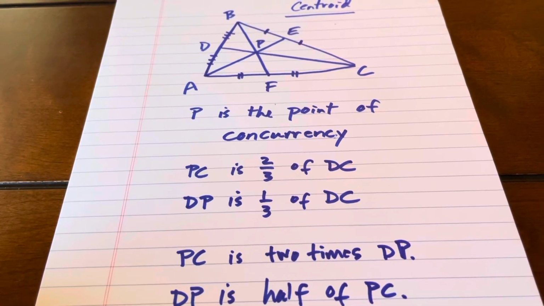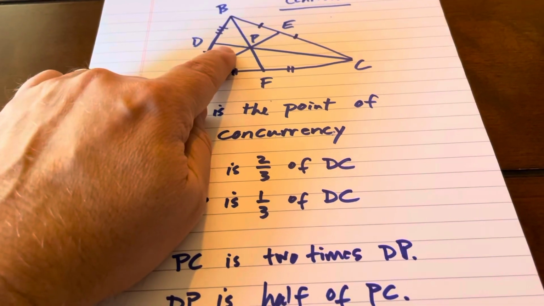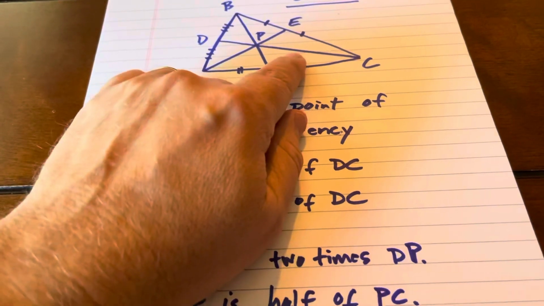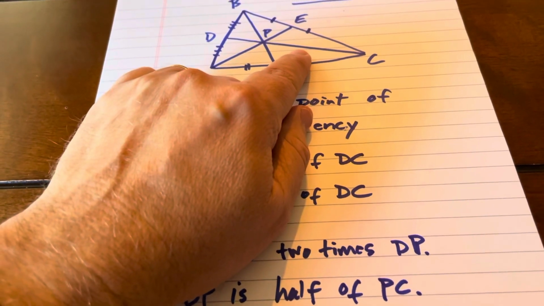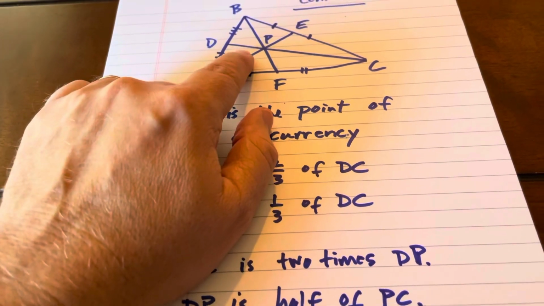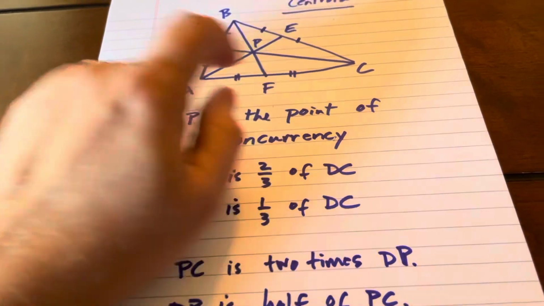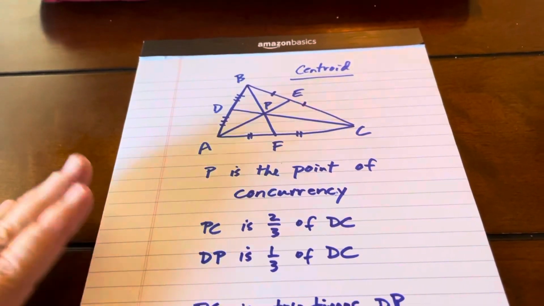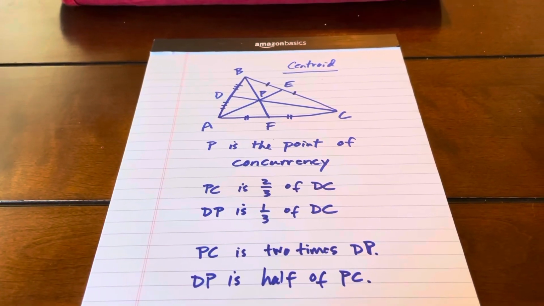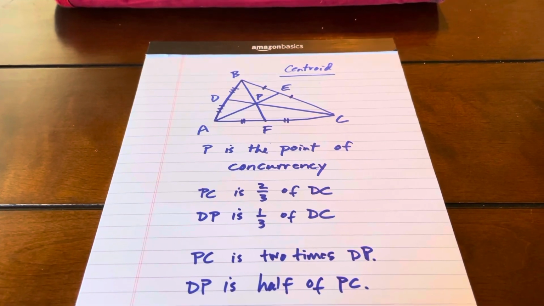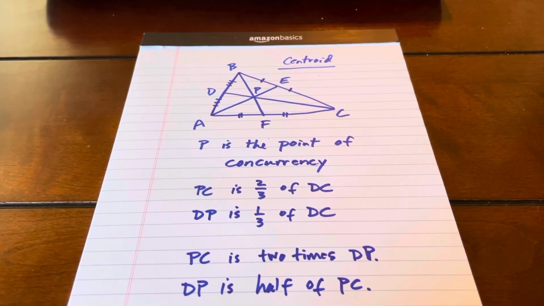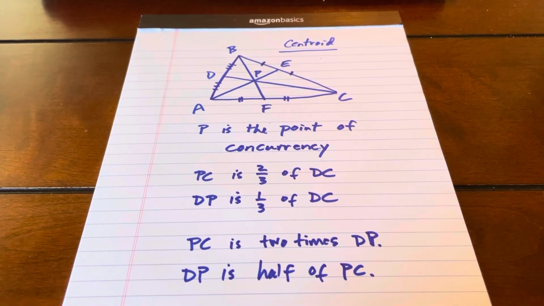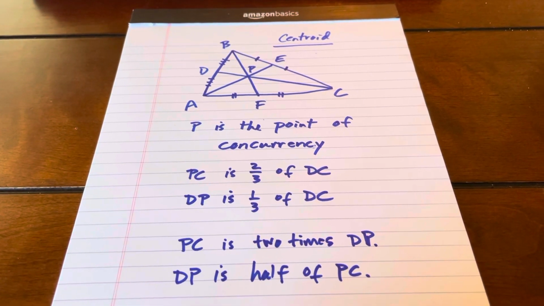And the inverse is true. DP is going to be half of that distance. So if we know this big one, we can halve it, divide it by 2, and that's going to give us this. If we know the smaller one, we can double it and get the bigger one. So this is the way that works. Anyway, so this is the centroid. And there are other triangular shapes like this with points of concurrency that have slightly different characteristics, but this is the centroid.